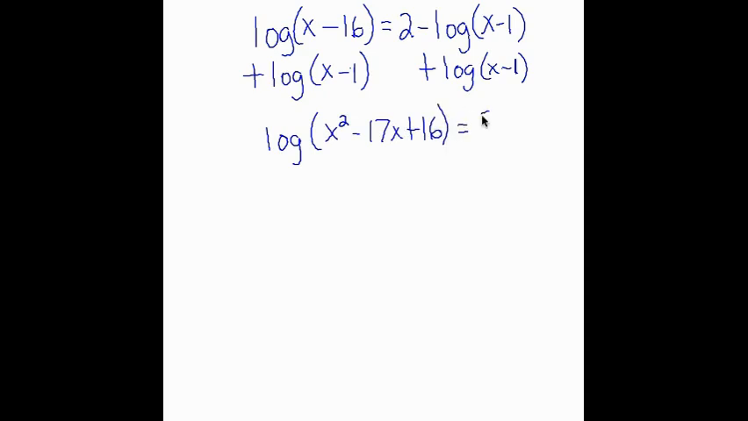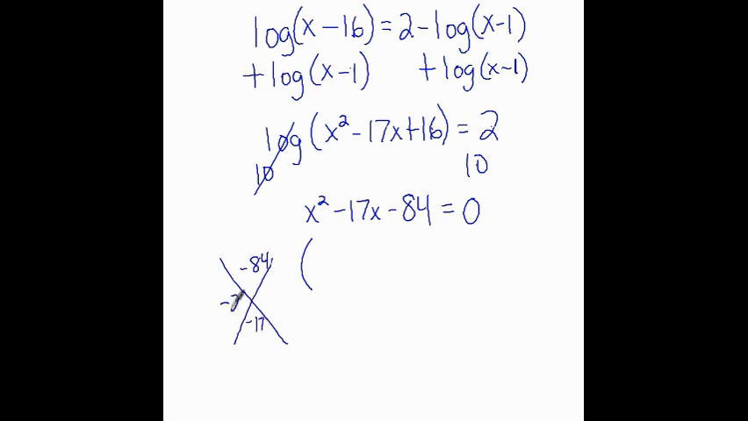equals 2. Now when we take it as a power of 10 to cancel out the logarithm, we get 10 squared is 100. And if we subtract 100 from 16, we get minus 84 equals 0. Now we can go ahead and factor this one. That would give us solutions of x equals 21 and x equals negative.